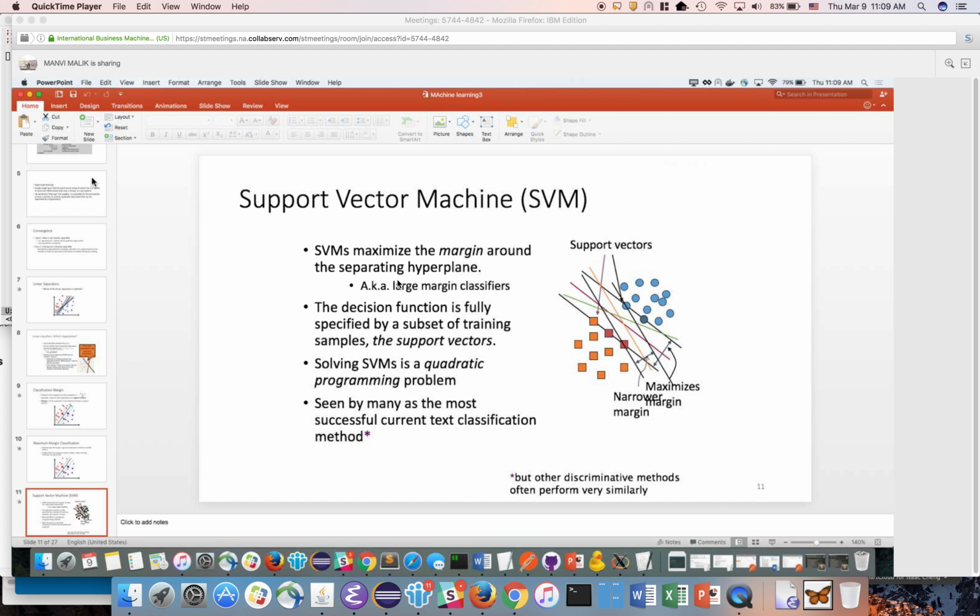So these are some of the other points. In SVM, we maximize this margin around the separating hyperplane. The decision function is fully based on the support vectors. Mathematically, it's a quadratic programming problem, and it's used a lot in text classification techniques.